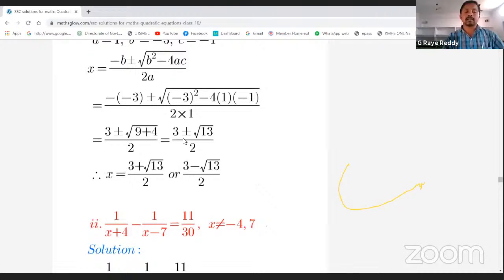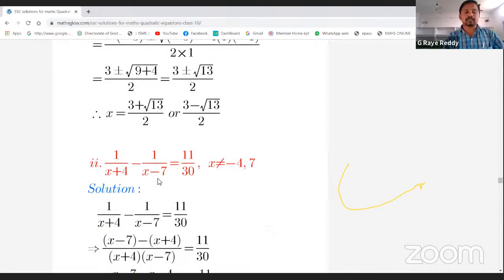For the first zero we consider positive, and for the second zero we consider negative. Like that we get two zeros. The first is 3 plus under root 13 by 2, and the second zero is 3 minus under root 13 by 2. So these two are the two roots of the quadratic equation.